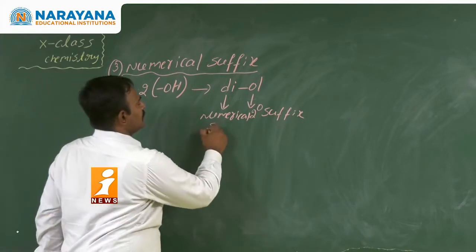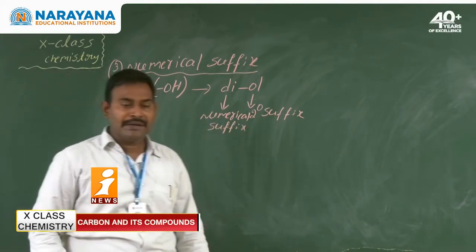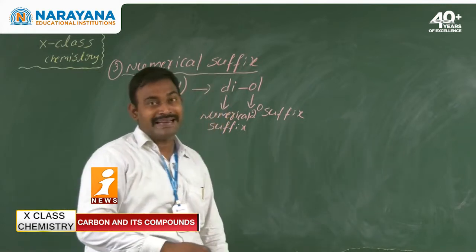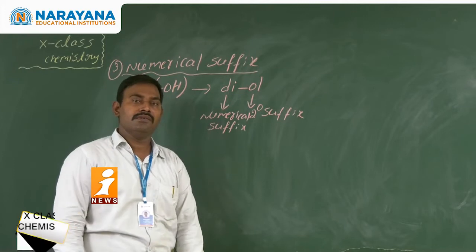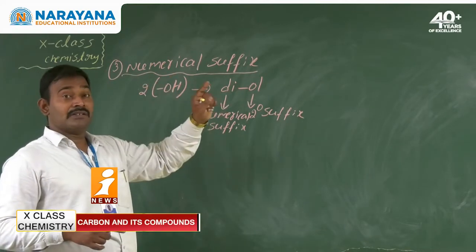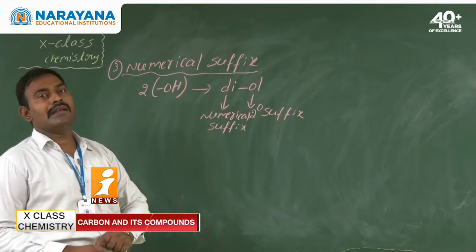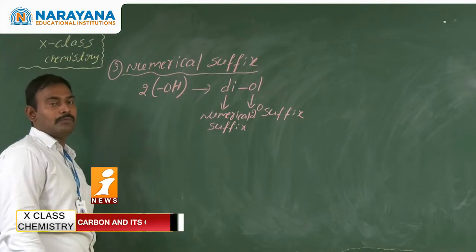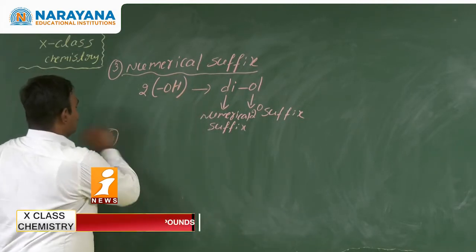If the same functional group repeats three times, then we use tri. Four times repeating, we use tetra. Similarly with the numerical suffix, a substituent can also be repeating. Here the functional group repeats more than one time.